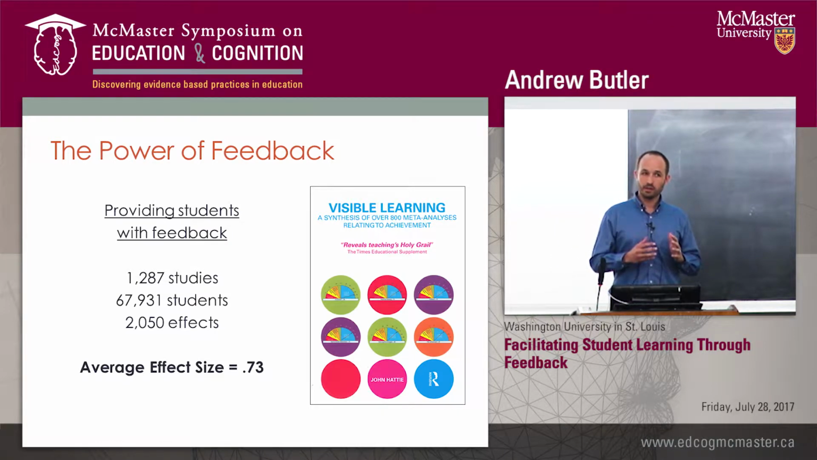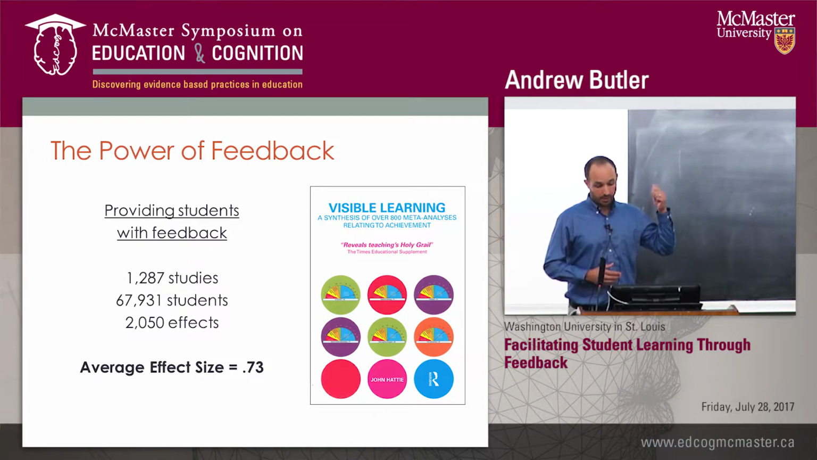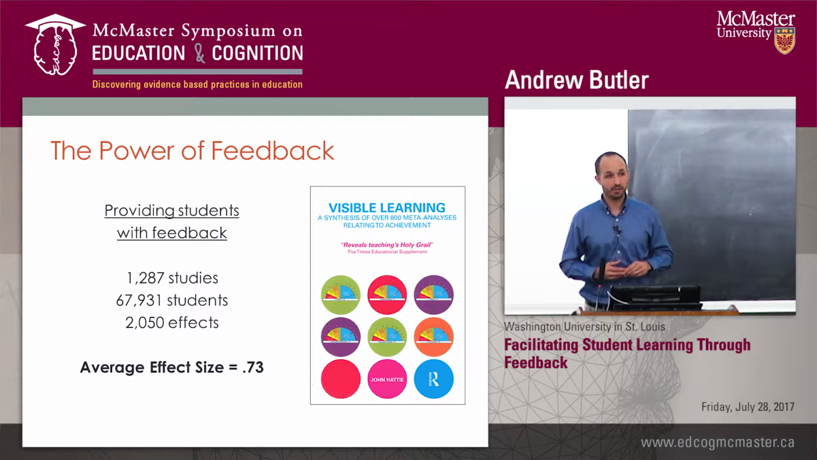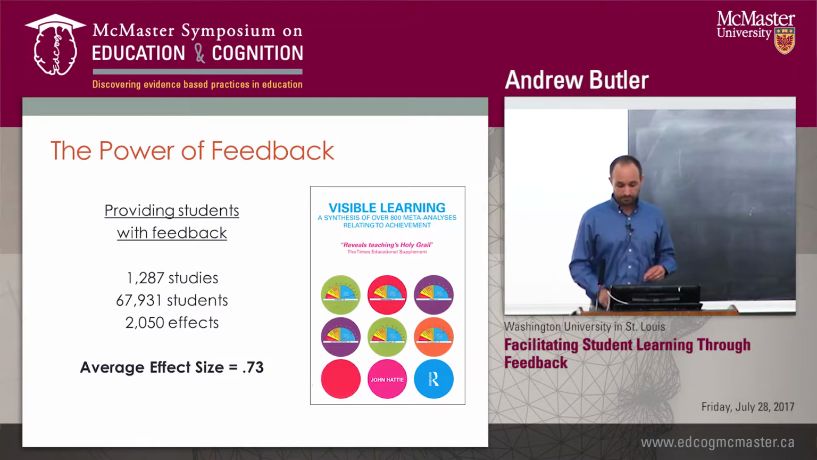And when you look in this book, one of the most powerful factors that affects student achievement is feedback. And here I'm just summarizing what's in there. Over 1,200 studies done on feedback and student achievement that featured over 67,000 students, over 2,000 effects going into this, average effect size of 0.73. This is one of the most powerful factors that affect student learning.